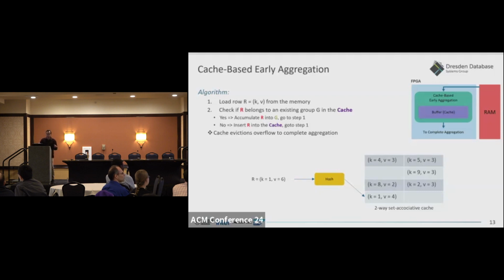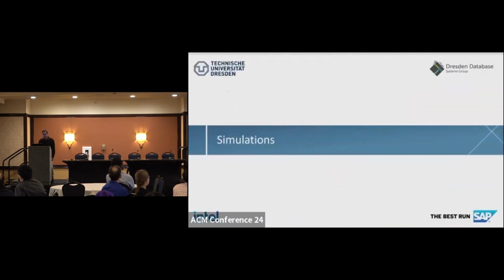If you find a matching row, so another row with the same key, then you would aggregate them. If not, you would insert this new row into that cache, so into that set, potentially evicting some things that are already in the set, how caches work, right? So these are the two ways that it's been done before. Now the question is which one's best? And so we've done simulations to compare these techniques.